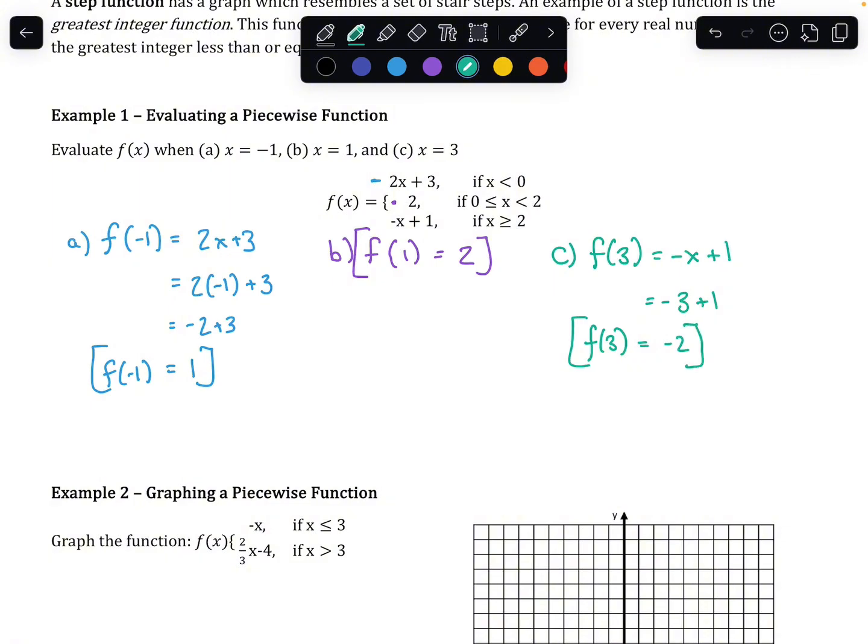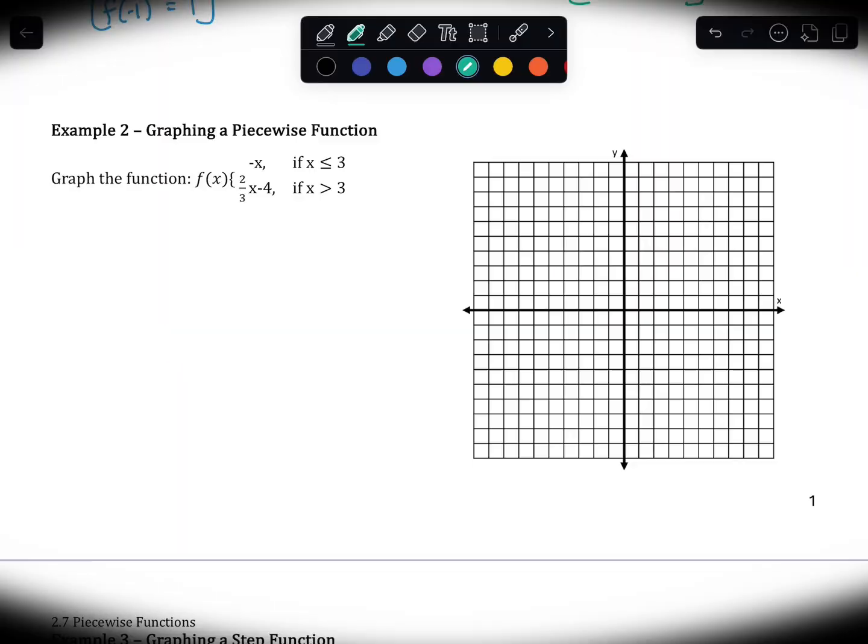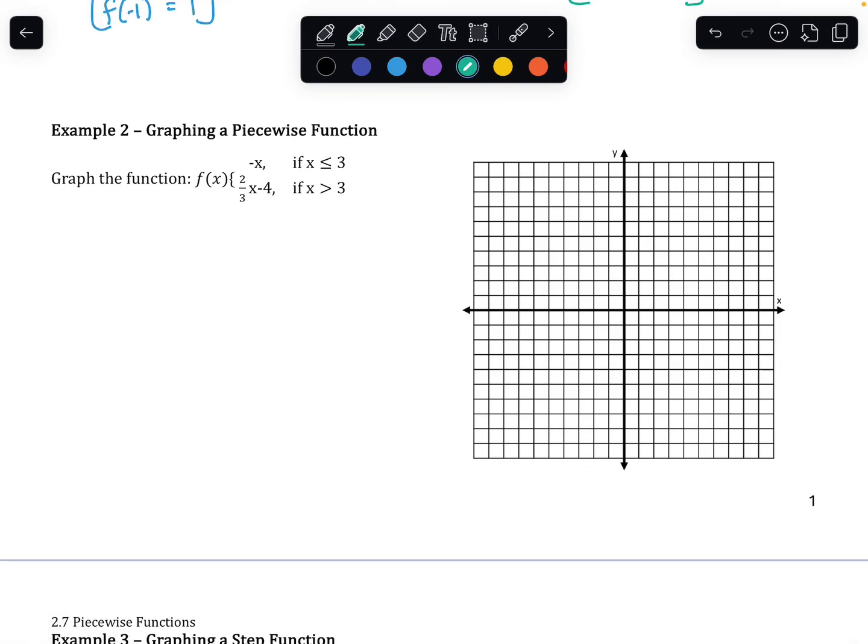That is how you evaluate a piecewise function. Now we will be graphing piecewise functions. What I like to do is look at what x could be. So I see x could be 3. So what I'm going to do is take the two functions. Function 1 is -x, and function 2 is 2/3 x minus 4.